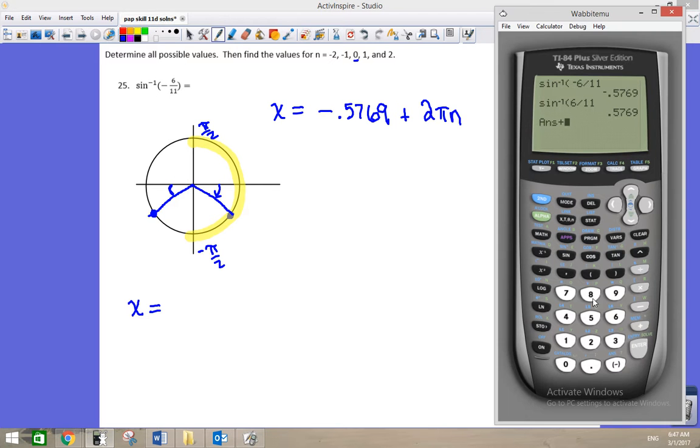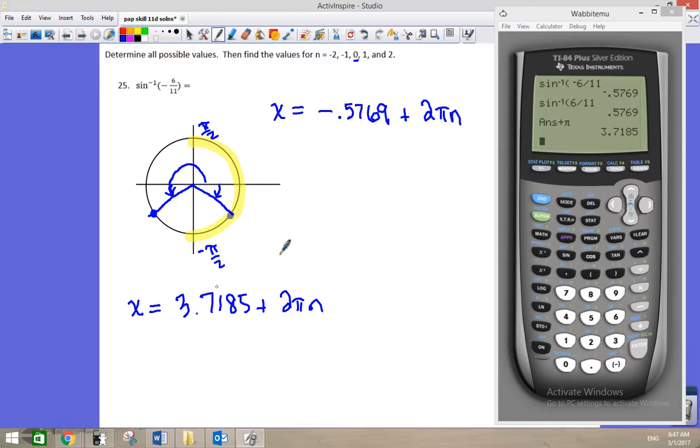So if I add pi to this, then I'm all the way around here, and I'm to that point that I want to be, 3.7185 plus 2 pi n. So 3, 4, 5. They want 5 solutions from this equation, 5 solutions from this equation, I believe.